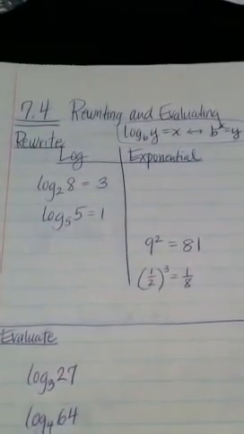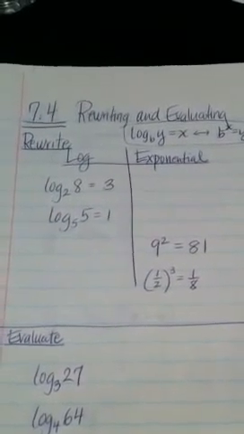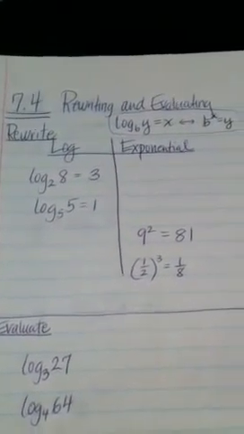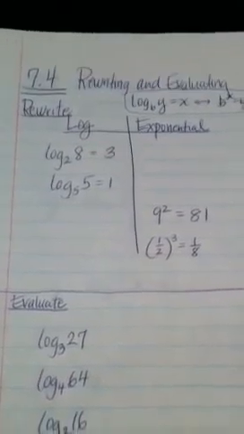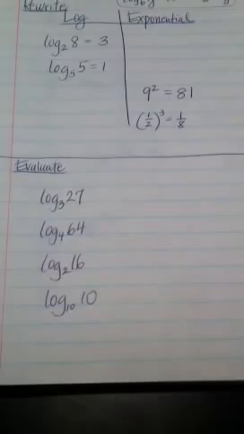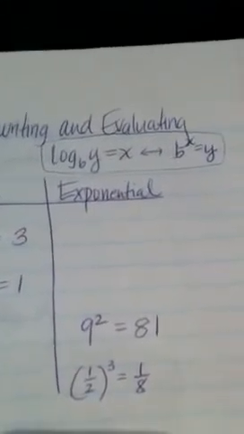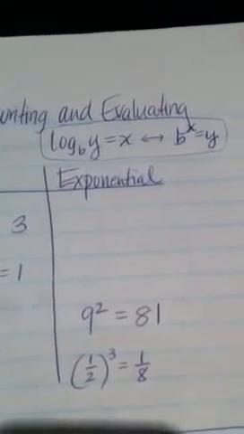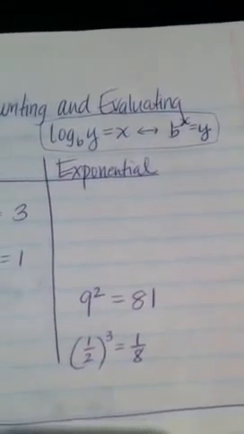This is 7.4, rewriting and evaluating. If you want to write down the problems, here you go, or maybe just pause it. Okay, so there is my little formula that I'm going to use to rewrite. So 7.4 I have broken into two parts.